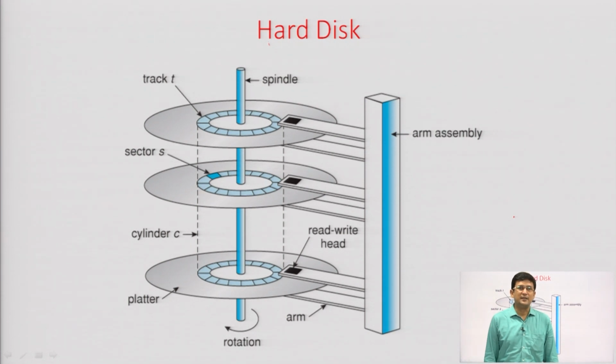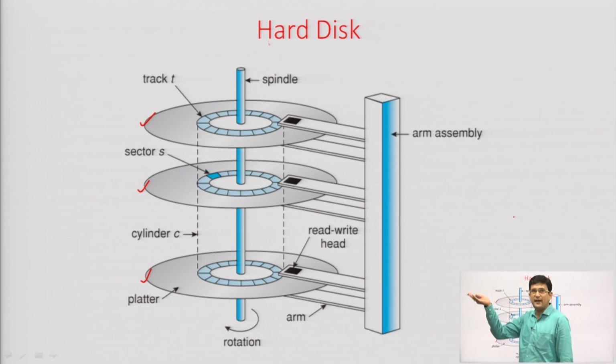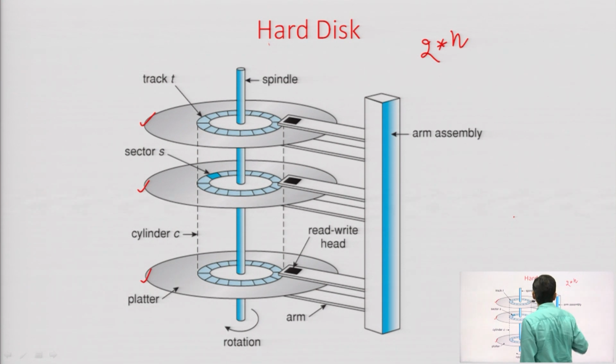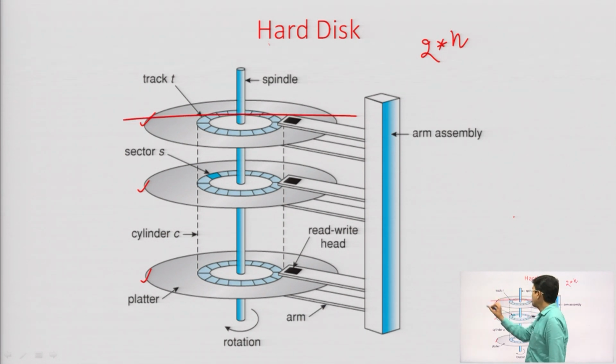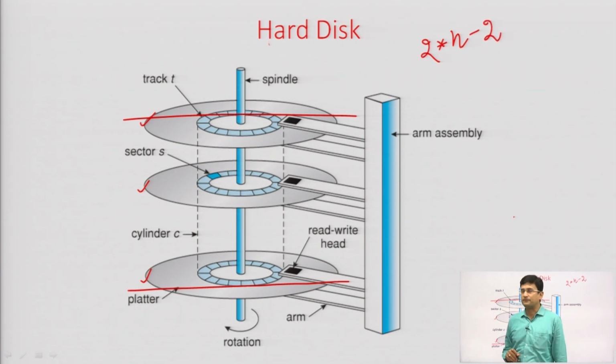We have seen that a hard disk contains some platters. These are the platters, and the data can be stored on both sides of a platter. It means data can be stored on the top side and the bottom side of the surface as well. If we have n disk platters, then usually 2n surfaces will be there, and data can be stored on 2n surfaces. But in some disks, data is not stored on the topmost and the bottommost surface, so the total usable surfaces will be 2n minus 2 in that case.